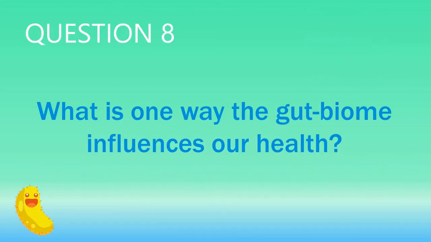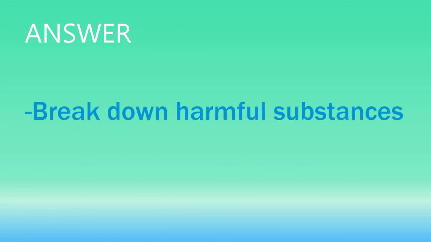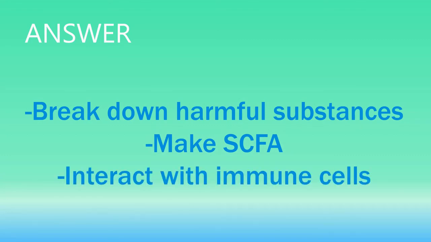Okay, question number 8. What is one way the gut biome influences our health? Okay, so there's a couple different answers again. You could have said something like bacteria break down substances called xenobiotics that are foreign and potentially harmful to the body. They make short-chain fatty acids that provide energy to cells in the large intestines. And then you could have said that they interact with immune cells. All of those are correct.